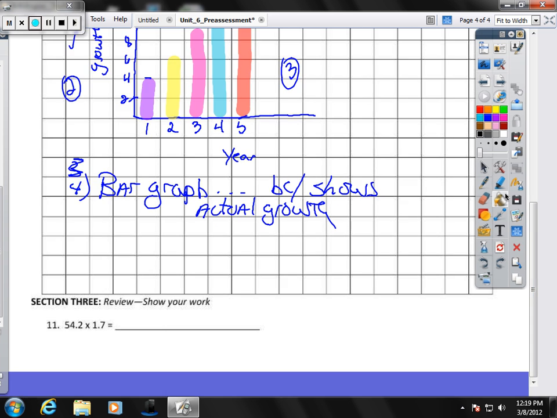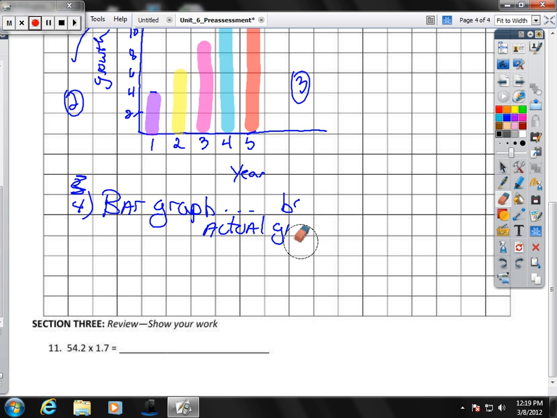Okay, whoops. Let's erase this here so we have some room. Section 3 says review: 54.2 times 1.7. Multiplying decimals. Who can multiply decimals for me? That's it? Only 4 of you? All right, Andrew, come on up.